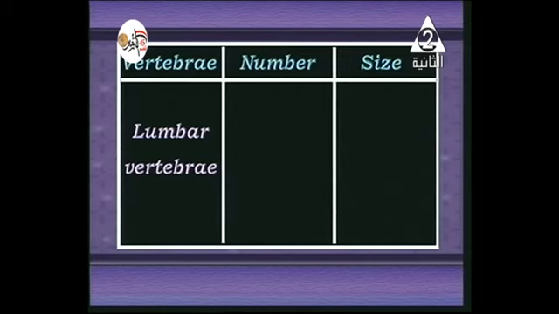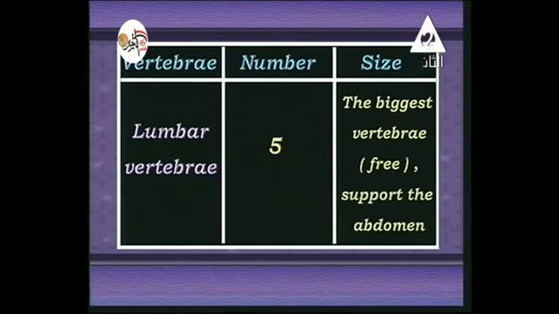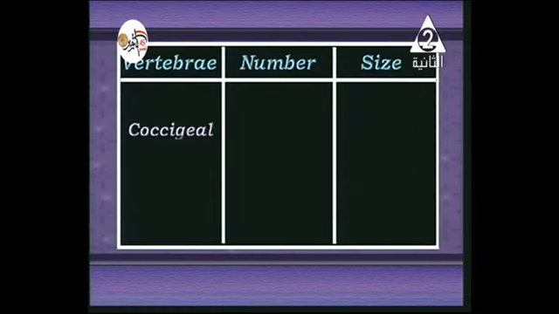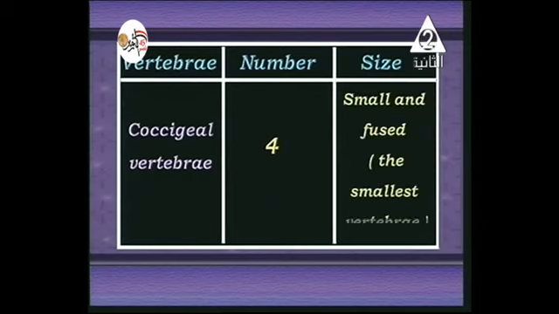The third type that we have is the lumbar vertebrae. Lumbar means they face the abdomen, the important organs inside your body. They are 5 lumbar vertebrae, and they are the largest, the biggest vertebrae, and they support the abdomen. I mean they support the important organs inside your body. The last vertebrae are called coccygeal vertebrae, and they are 4 vertebrae, very small and fused together.